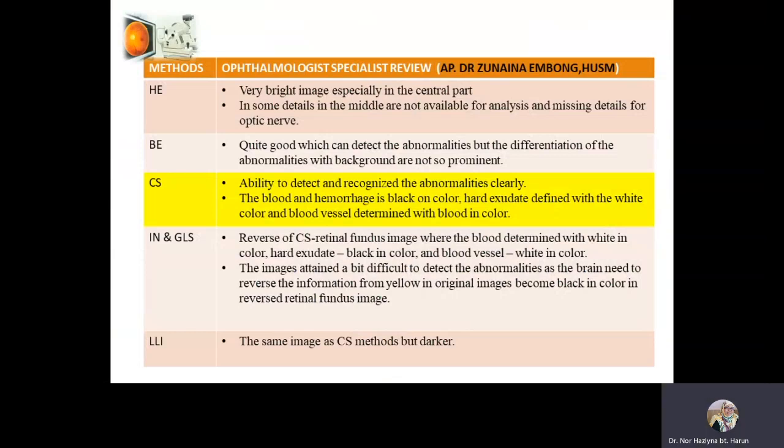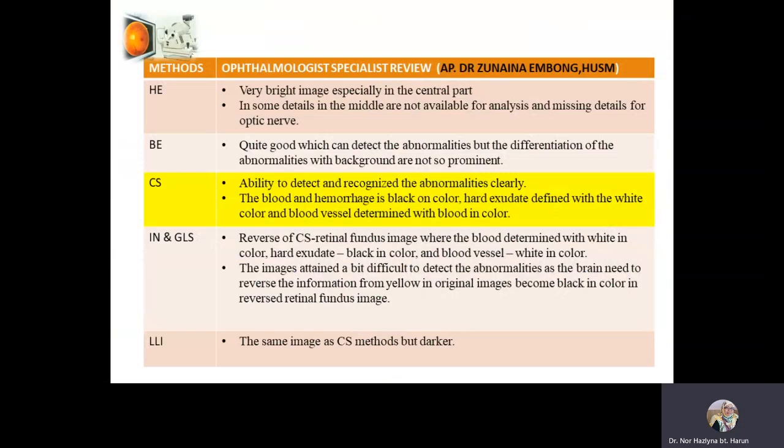For CS, this method has the ability to detect and recognize the abnormalities clearly. The blood and hemorrhage are black in color. Hard exudate is defined with white color and blood vessels are determined with blood in color.